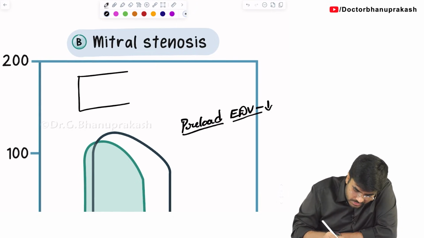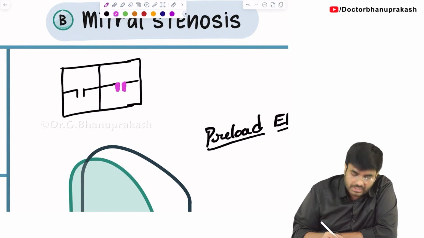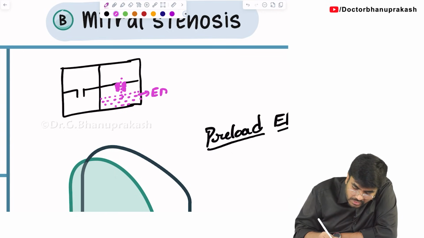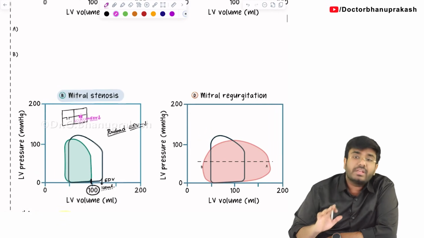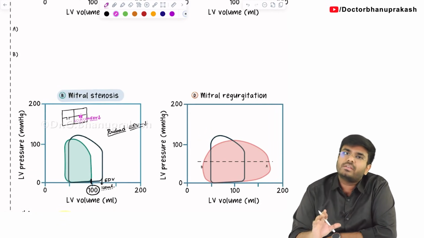Let's say mitral stenosis. What happens in a patient with mitral stenosis? The mitral valve gets stenosed. When the mitral valve is stenosed, do you think the left ventricle can get proper filling? No, it's not able to fill properly. That's why end-diastolic volume decreases. For everything there is an explanation. But when you see a tall one, aortic stenosis; short one, mitral stenosis.